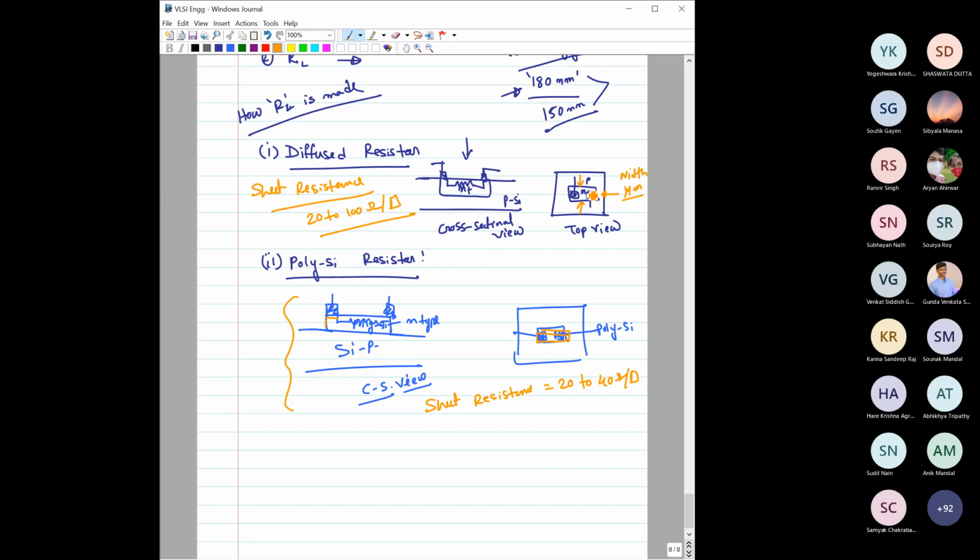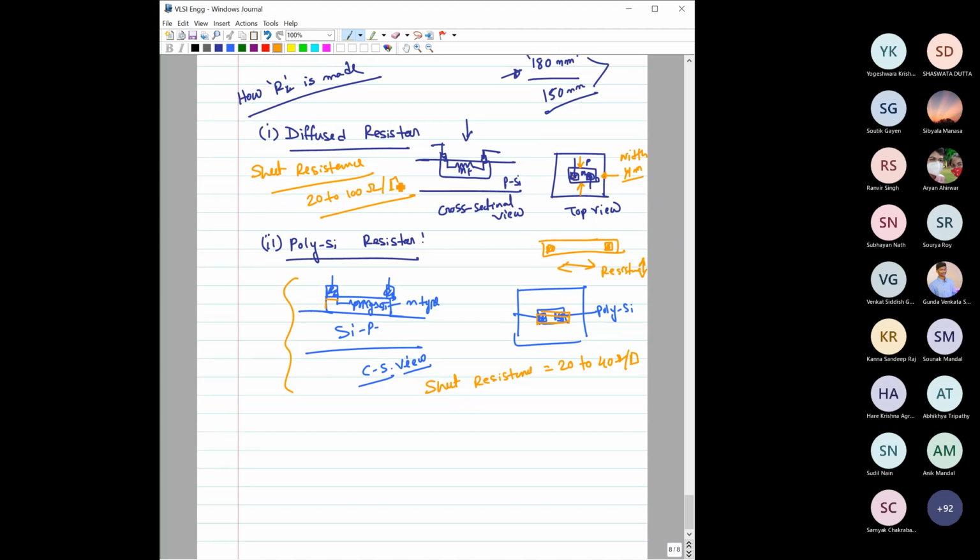Depending on the resistance, you have to change the length. Suppose you need a higher resistance, then this length will increase. It will become something like this. If you need a lower resistance, this length will decrease. The resistance moves up and down with the length. I hope this small part is clear to you. Now let us discuss what I mean by sheet resistance.